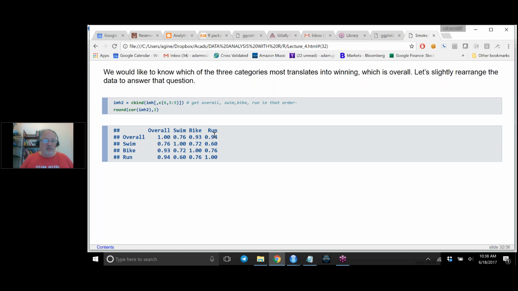Now notice that since swim and overall have that correlation, we could also do it this way. I could go to the run column and see overall versus run is 0.94. So you only have to look at the top. Those are both very strong. It seems like swim is less likely to be important.